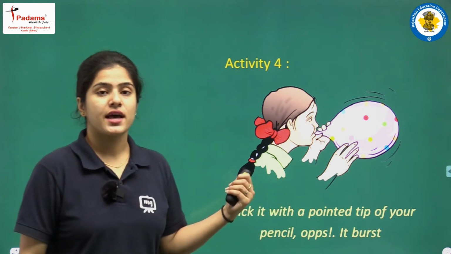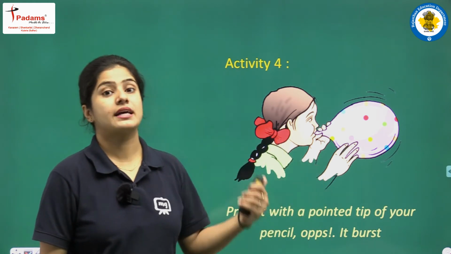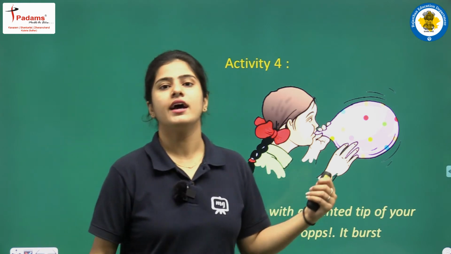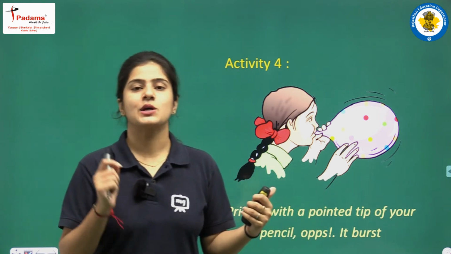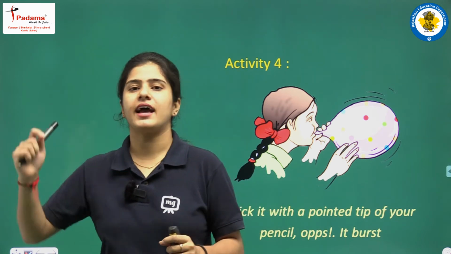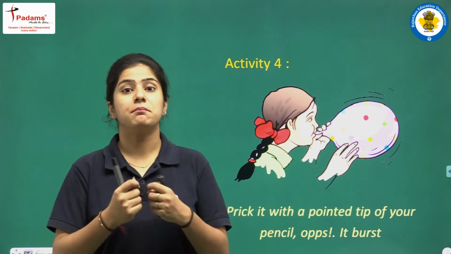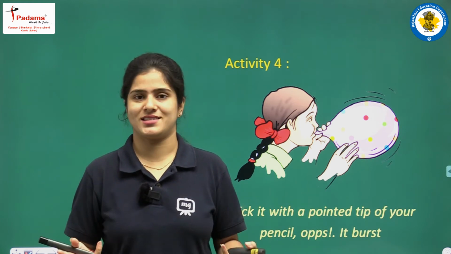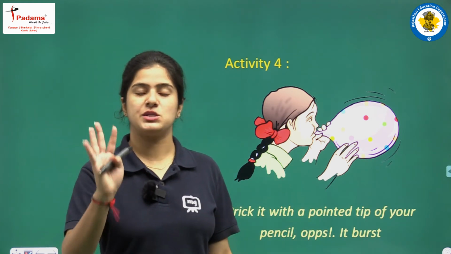So this is a burst balloon now, because after she has blown air into that balloon and it has gone to the maximum size, she took the pencil and just pricked it and the balloon broke, okay, it burst, okay, students? This was all about activity 4.